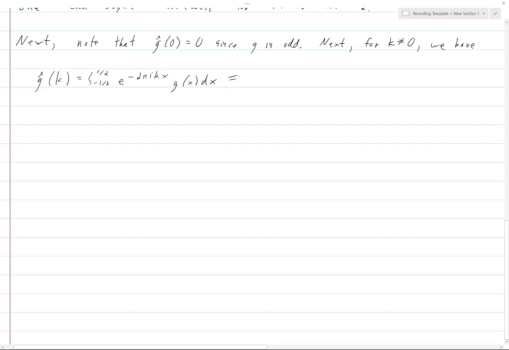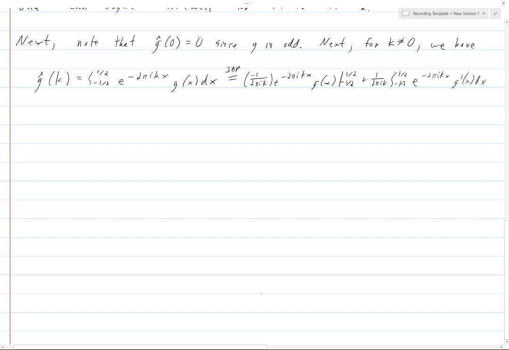Anyways, here we do integration by parts. And so we get negative 1 over 2 pi i k e to the minus 2 pi i k x g of x from negative 1/2 to 1/2, plus 1 over 2 pi i k times the integral from negative 1/2 to 1/2 of e to the minus 2 pi i k x g prime of x dx. Plus, because it's minus negative.